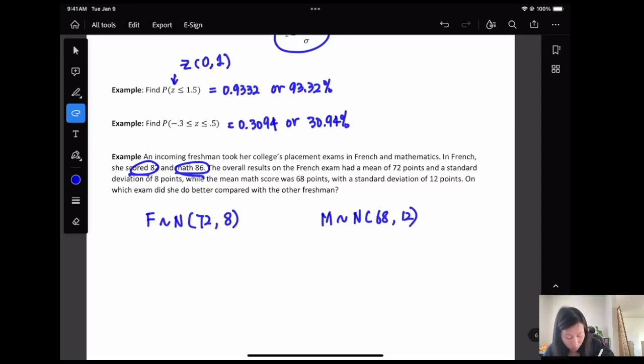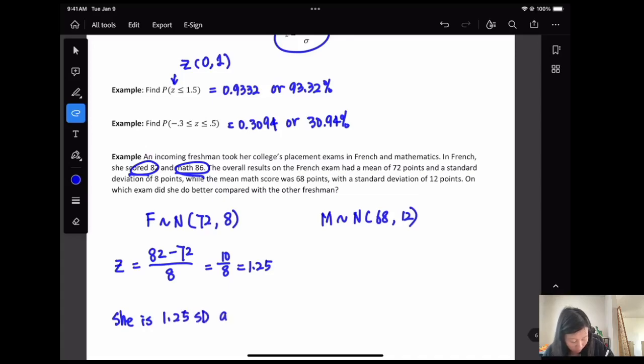For the z-score in the French exam, her French is 82. So that means 82 subtract the mean 72, divided by 8, is equal to 10 divided by 8, which is 1.25. That means she is 1.25 standard deviations above the mean. Since it's positive, it's above.